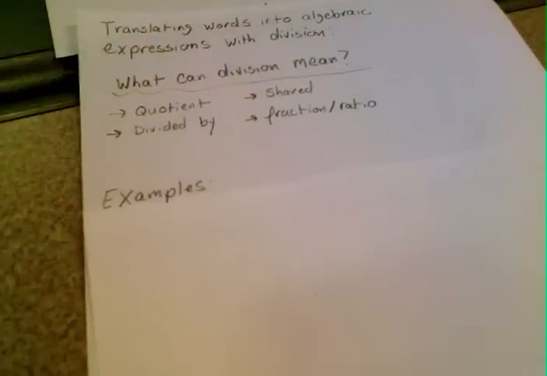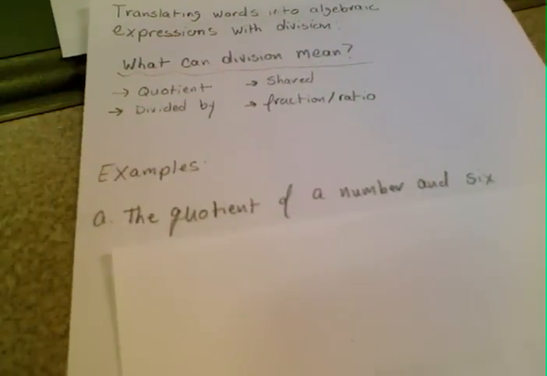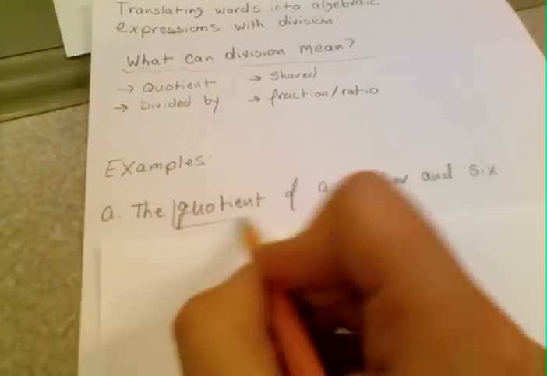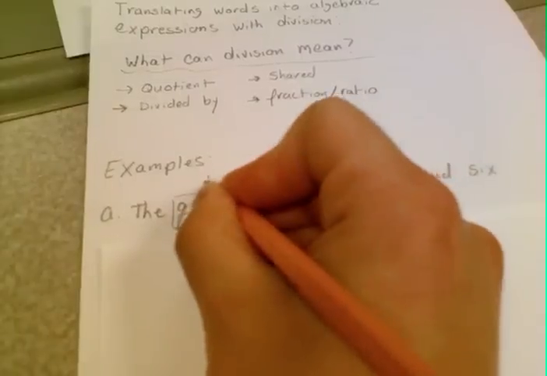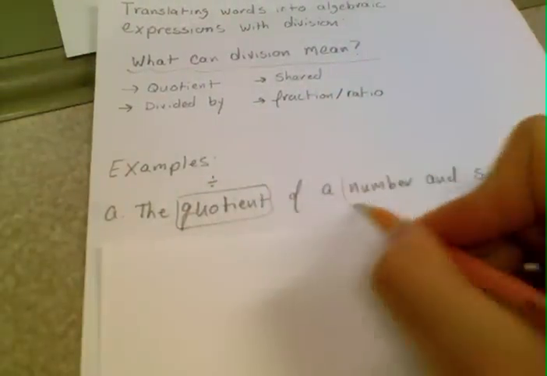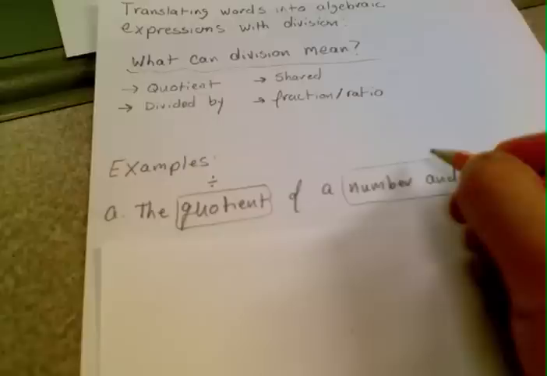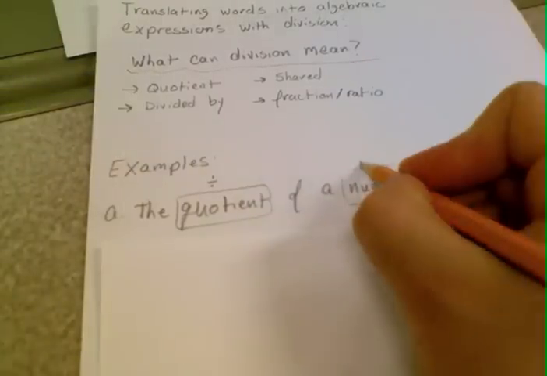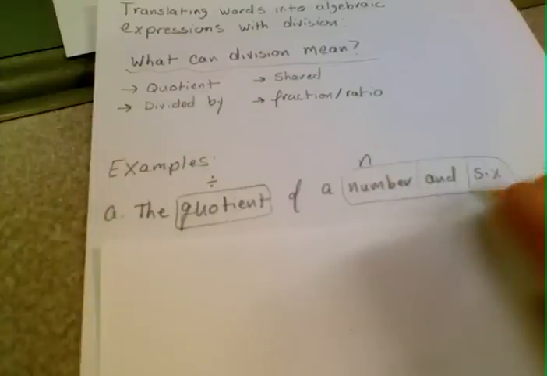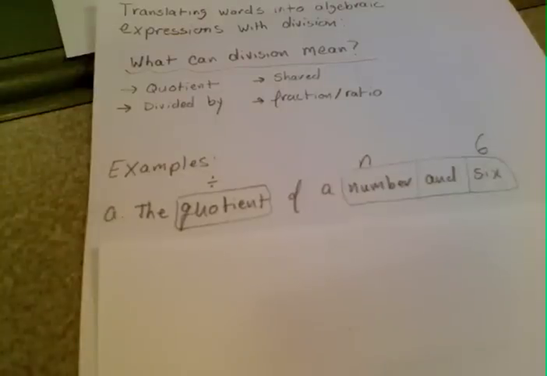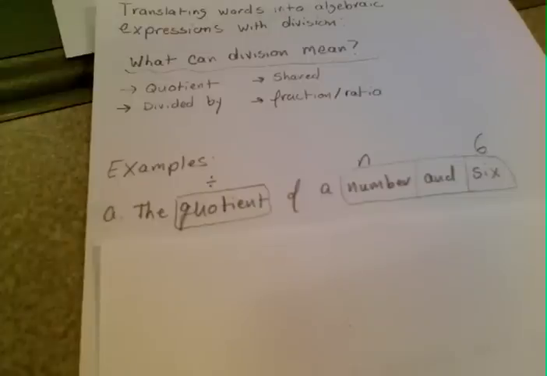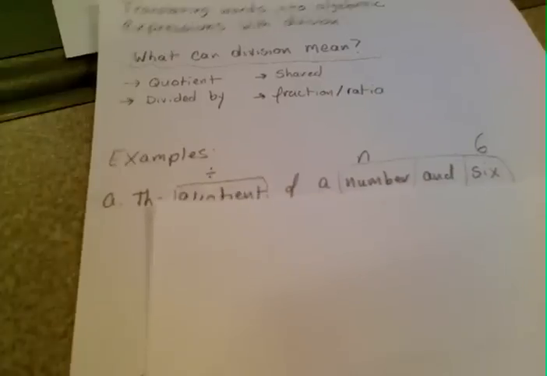Here's some examples. The quotient of a number and 6. So I see here that quotient is going to have the divided by sign, of a number and 6. So before the and, I have number here, and that's going to be n. And I have 6 now, which is just going to be the number 6. All right, so I'm going to use these 3 here in some sort of way. I've got to put them in the correct order, though, because it makes a difference here.